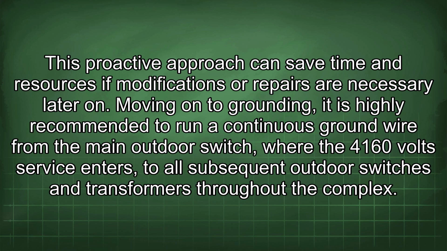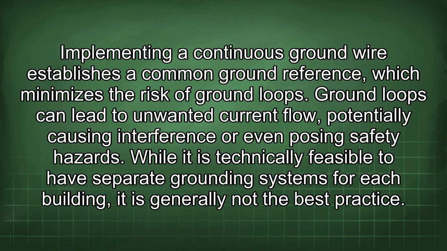Moving on to grounding, it is highly recommended to run a continuous ground wire from the main outdoor switch, where a 4160 volt service enters, to all subsequent outdoor switches and transformers throughout the complex. Implementing a continuous ground wire establishes a common ground reference, which minimizes the risk of ground loops. Ground loops can lead to unwanted current flow, potentially causing interference or even posing safety hazards.